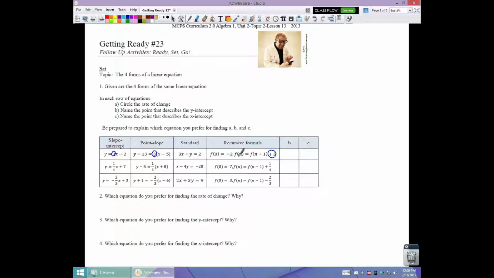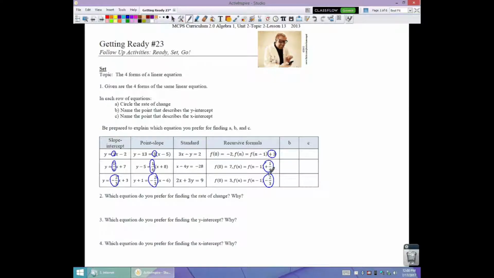Okay? In the second equation, we have our rate of change as the m in mx plus b. Here, it's in front of the parentheses on the right. It does not show up in the standard form. There it is in recursive. In the third one, we have negative 2/3 as our rate of change. Negative 2/3, nowhere to be found in standard. And then minus 2/3 at the end of that one.